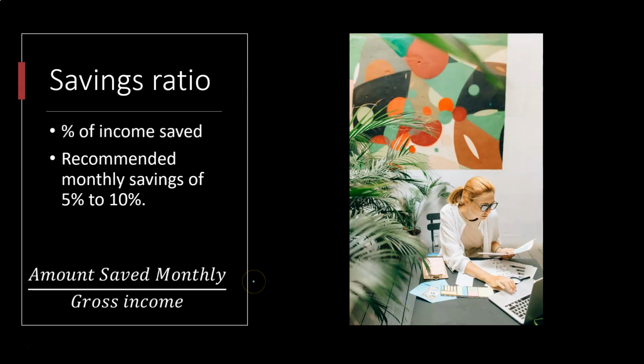But in essence, we have the amount saved monthly, so how much we're putting into savings, divided by our gross income. Now we've got our gross income, which is before we think about how much is coming out of that gross income for things like the payroll taxes and so on. If you're a W-2 employee, the gross income would come from the pay stub, not the amount that would be deposited into your checking account, because the amount in the checking account would already have withholdings taken out of it for an employee.